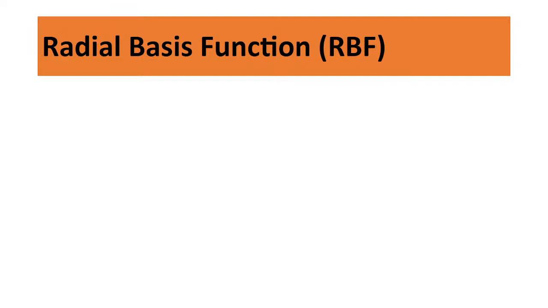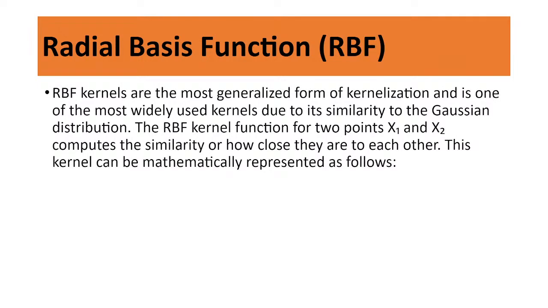So this time, radial basis function, RBF, is a popular kernel. The RBF kernel is the most generalized form of kernelization and is one of the most widely used kernels due to its similarity to the Gaussian distribution. The RBF kernel function for two points x1 and x2 computes the similarity, or how close they are to each other. So suppose you have two points x1 and x2, it computes the similarity between them and how close they are to each other.